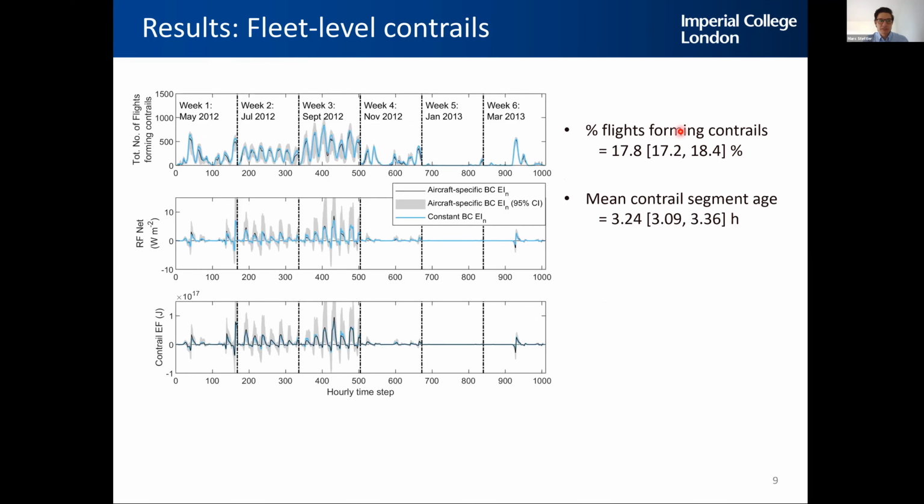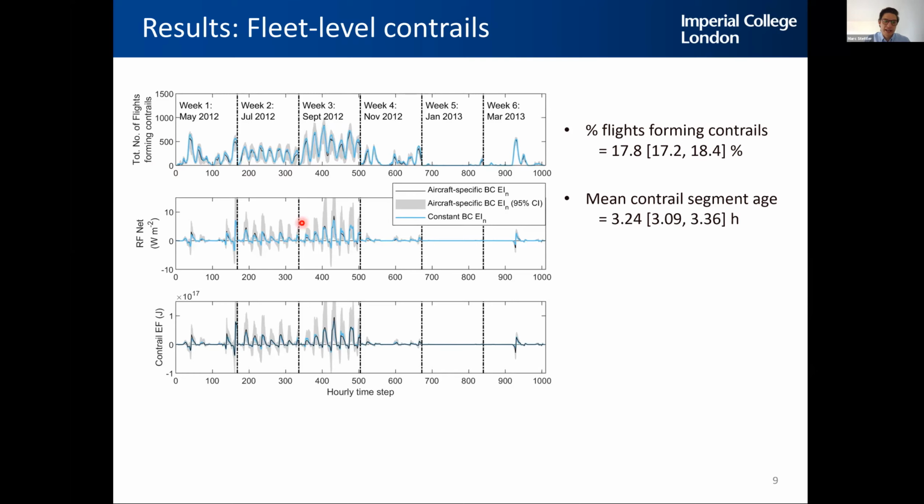So in terms of results, these figures show the total number of flights forming contrails on the top, the net radiative forcing second down, and then the third one is the contrail energy forcing. So in our data set, 17 or 18% of flights formed contrails with a mean contrail segment age of about 3 hours. The pattern that you observe is a result of both meteorology, but also the sort of diurnal pattern in flights. So we see a peak every day.